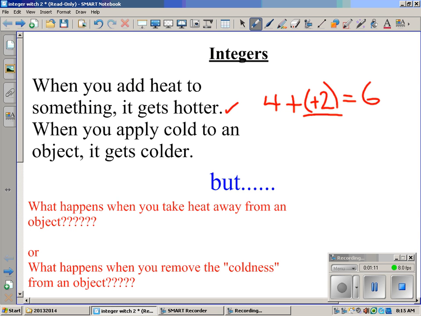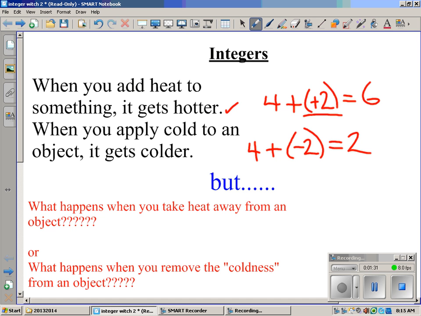The second statement is when you apply cold to an object, it gets colder. We know that. If we put an ice pack on something, if we put ice cubes in a drink, it's going to get colder. So if we take that same thing there, and apply means to add, and we add cold to this, our answer is going to be 2, and that's a drop of 2 degrees.